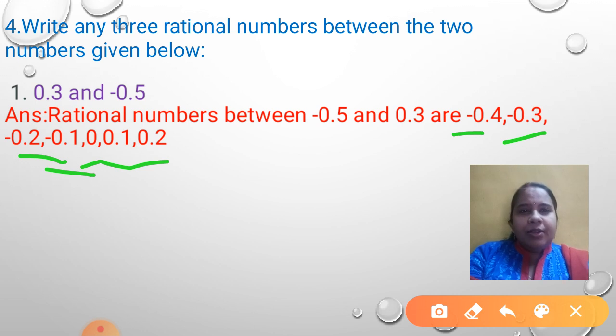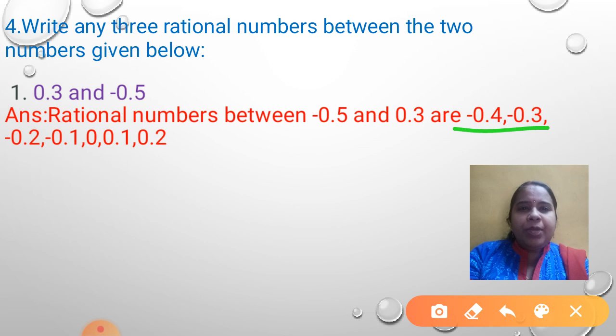What they are asking us is for any three rational numbers between them. So I am leaving it to you, your choice, whichever rational numbers you want to write between them. There are so many between them. I want only three. So you can take any three of them and write the final answer. I hope it is clear. See, it is negative minus 0.5. What comes after that? Minus 0.4, minus 0.3, minus 0.2, minus 0.1, 0, 0.1 and 0.2. So any three among these you can write. Okay, this is as easy as this.